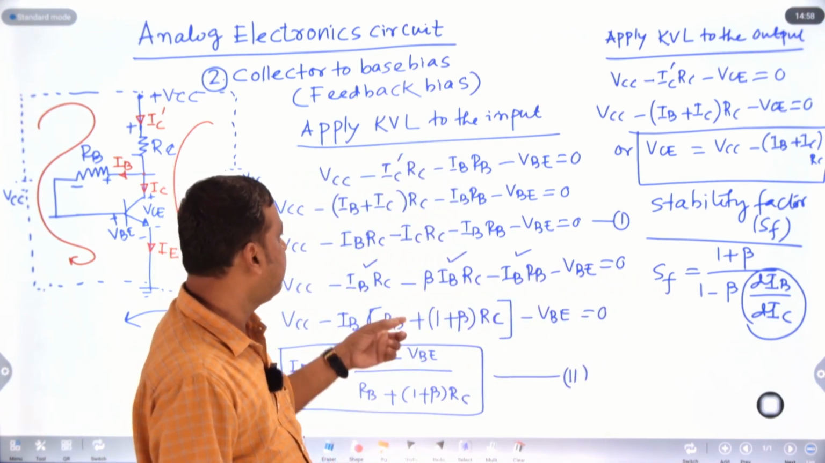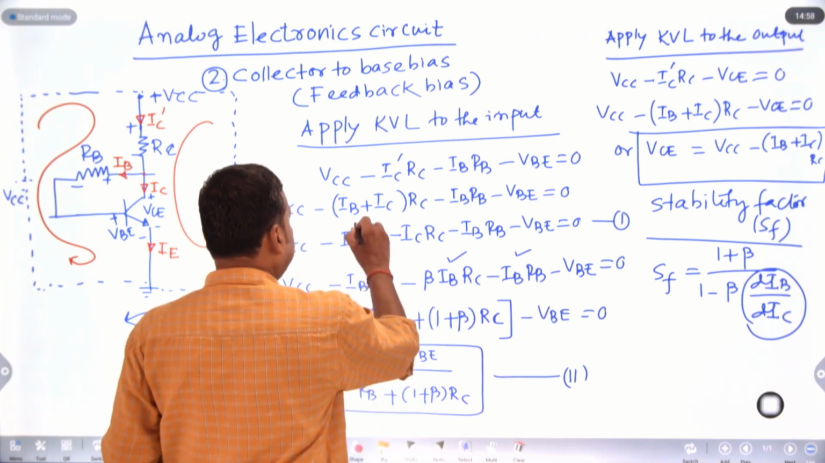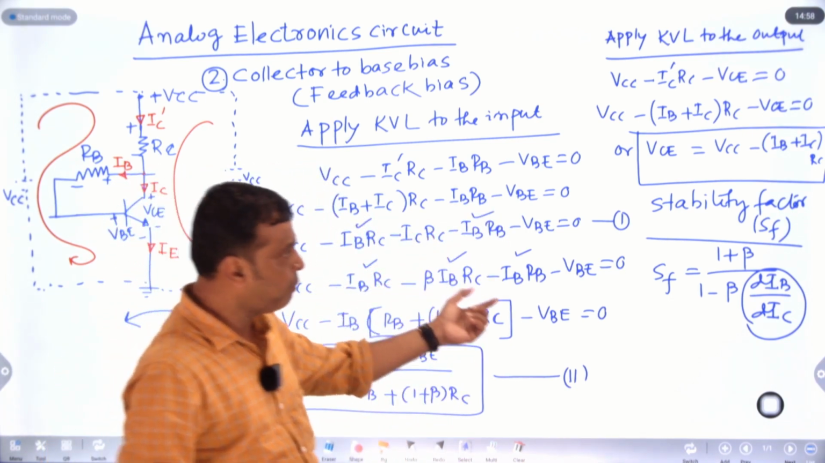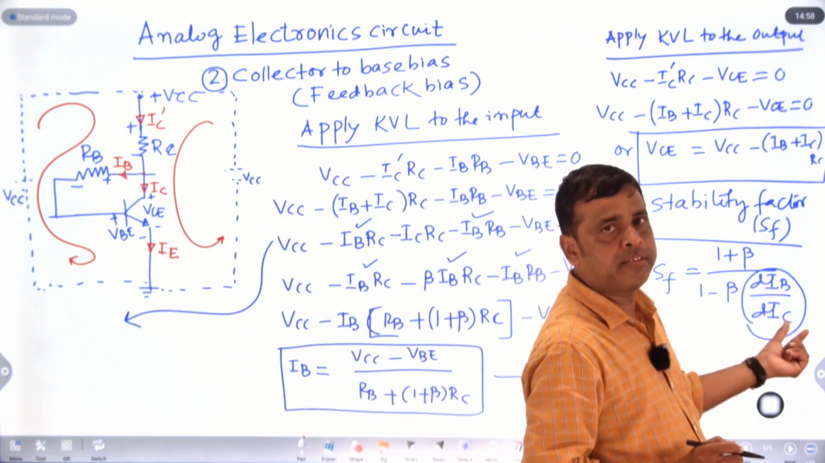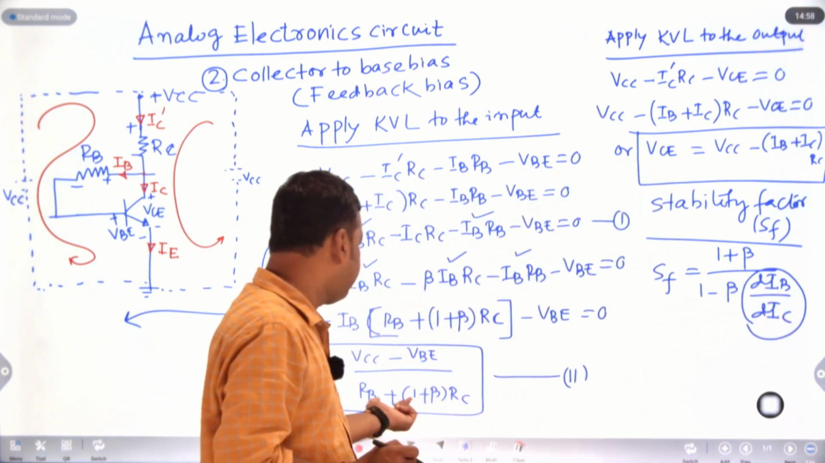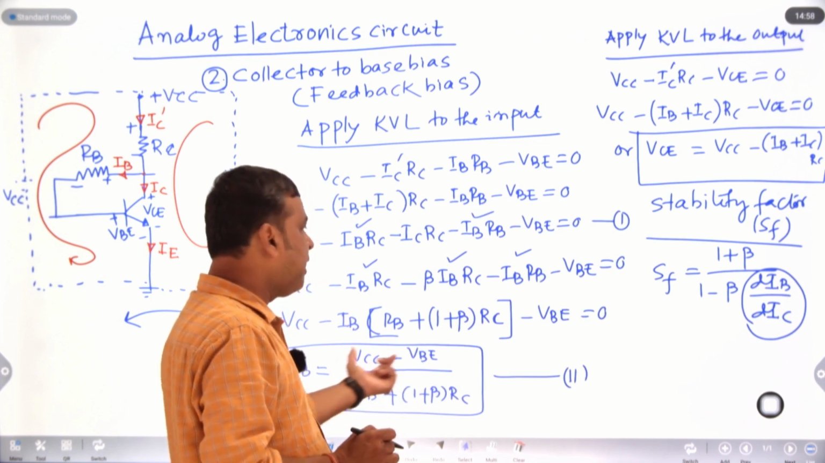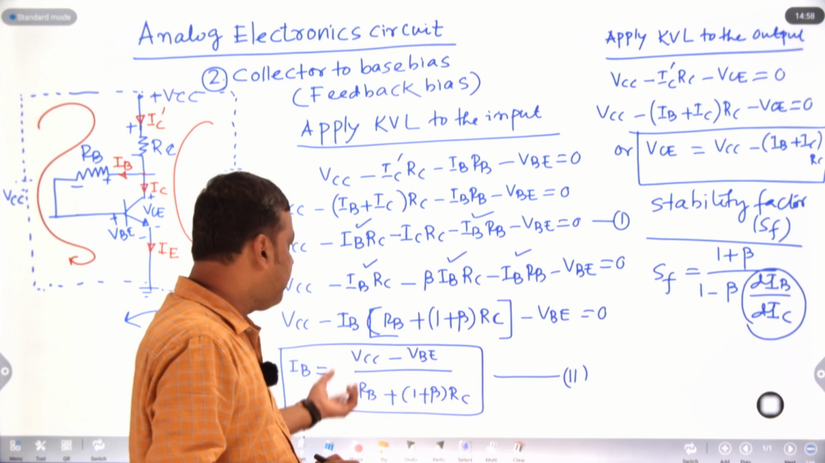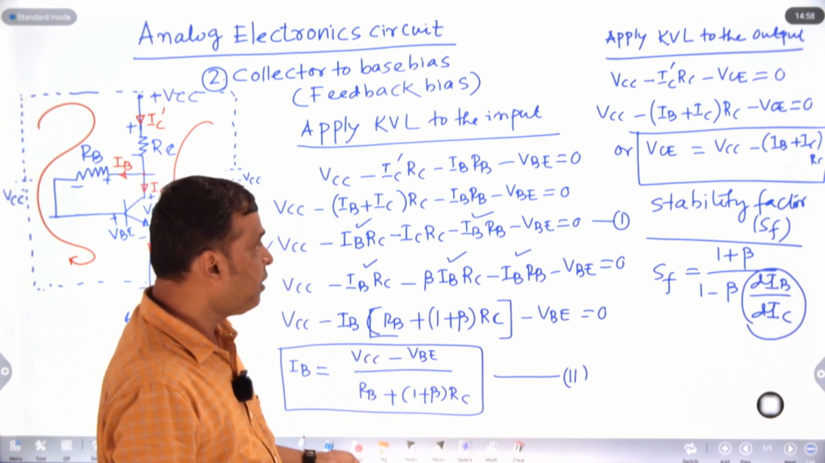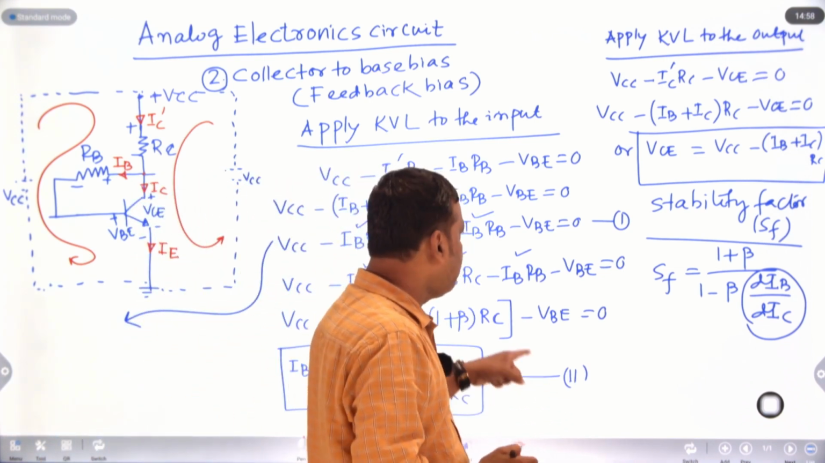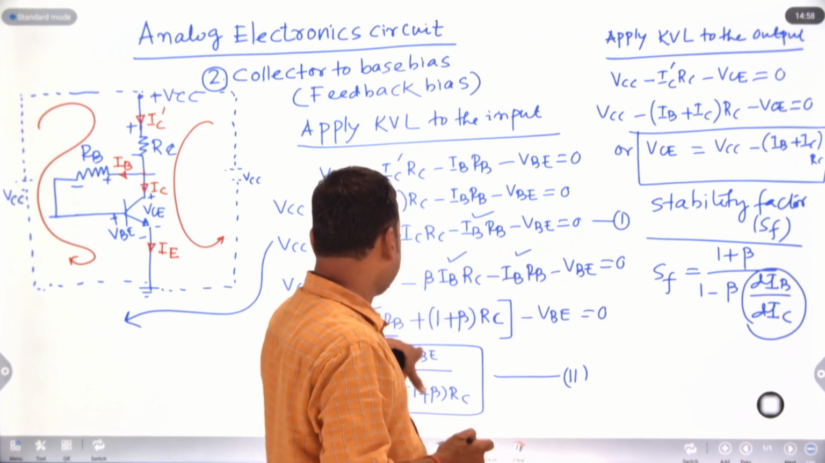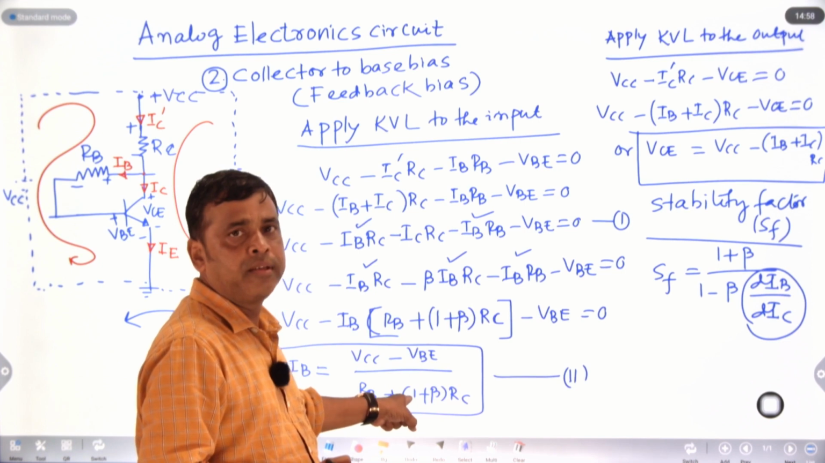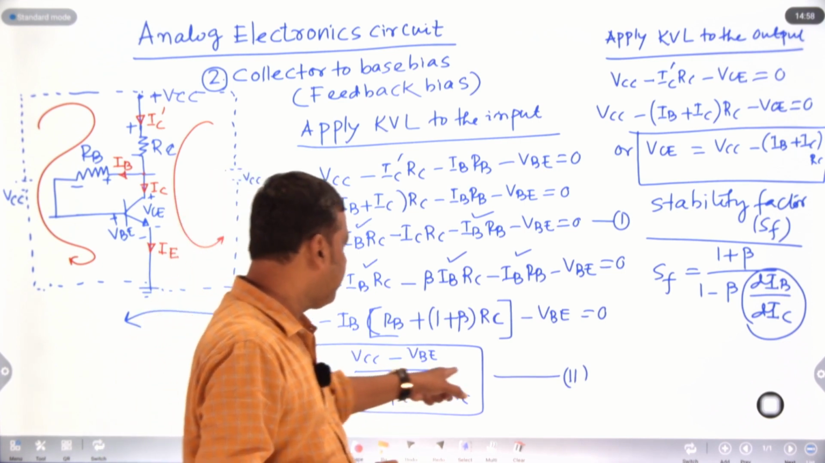That means dIB by dIC. From equation 1, this is your IB. I did not convert IC into beta IB, because we have to differentiate dIB by dIC. If we did, you would not get an IC term. In equation 2, there are no IC terms. This equation is valuable for determination of the base current IB. But to judge the stability factor, you have to take this expression, because I have converted IC into beta IB, so there is no term containing IC. To find the value of IB, you can take this equation.